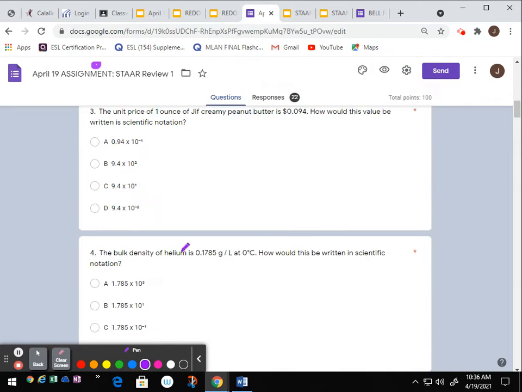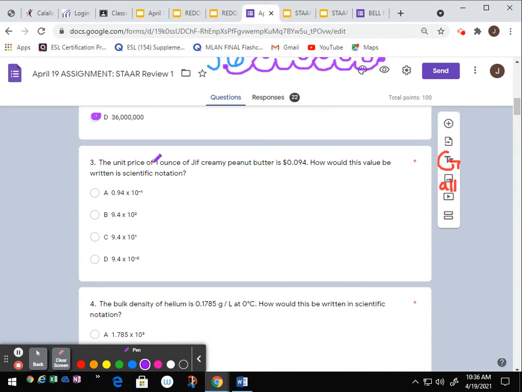Now let's look at question number 3. Number 3 says the unit price of 1 ounce of Jif creamy peanut butter is $0.094. How would this value be written in scientific notation? We see that we have this number, 0.094, and this number is less than 1. That means when we write it in scientific notation, we're going to have a negative exponent on the 10 this time, because we're going to be moving the decimal this way.